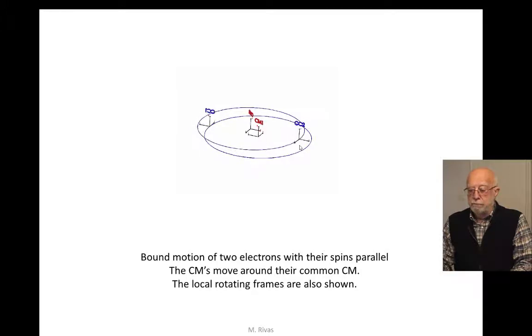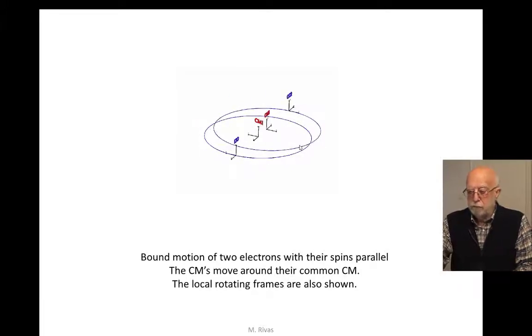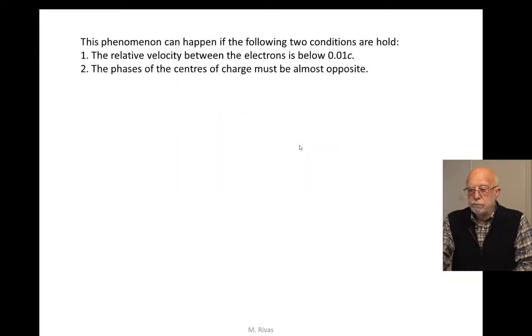This is what we have. And this phenomenon can happen if the following two conditions hold. First, the relative velocity in the center of mass frames of these two objects has to be below 0.01 c. Velocities greater than this produce the separation of the two electrons.